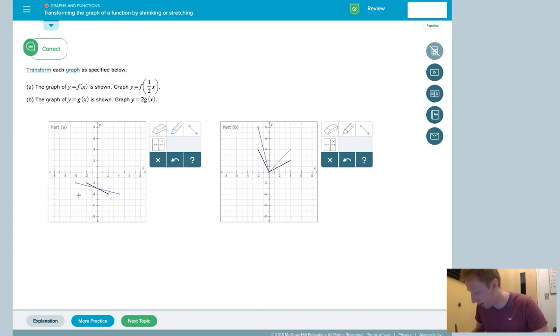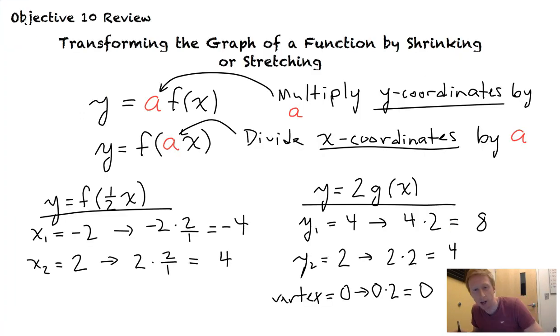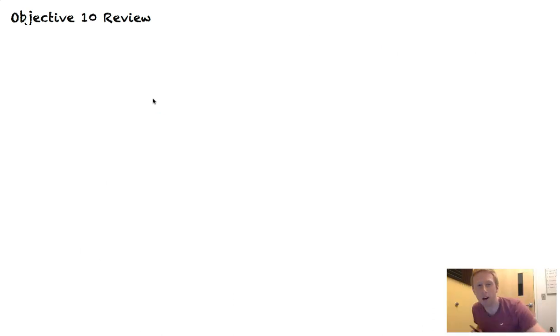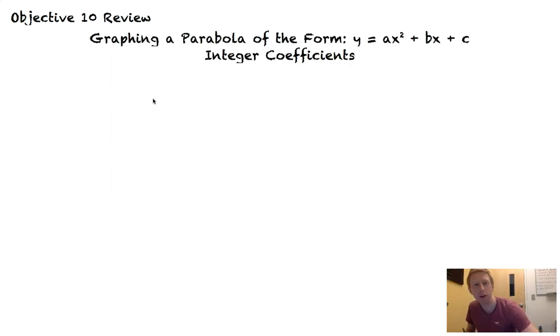Then I went ahead and checked the answer, and we see that the answer is correct. Again, remember the rule. If the coefficient a is inside the parentheses with x, then we divide the x-coordinates by a. If a is outside, being multiplied by the whole function, then we multiply the y-coordinates by a for the transformation.